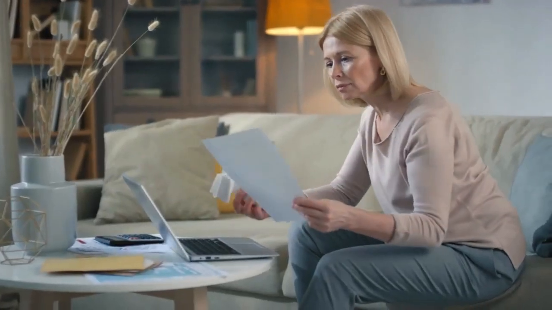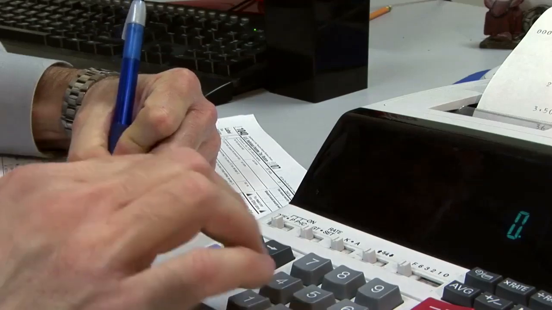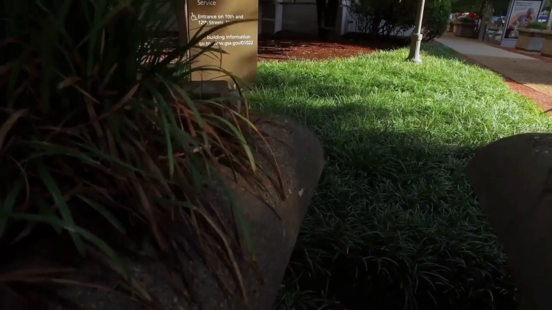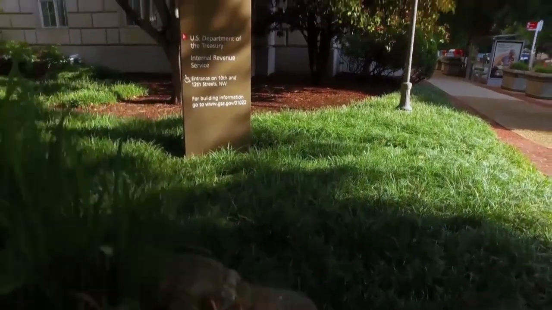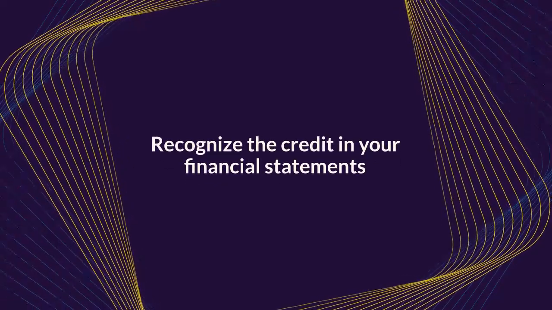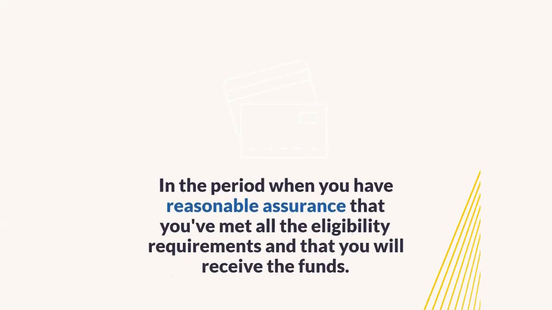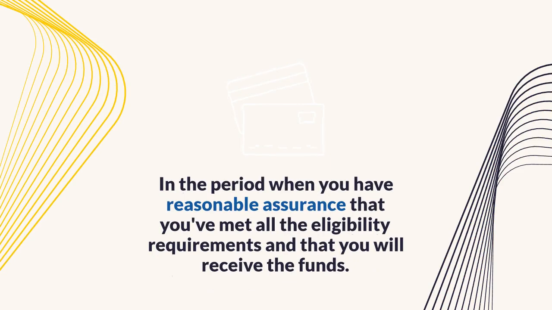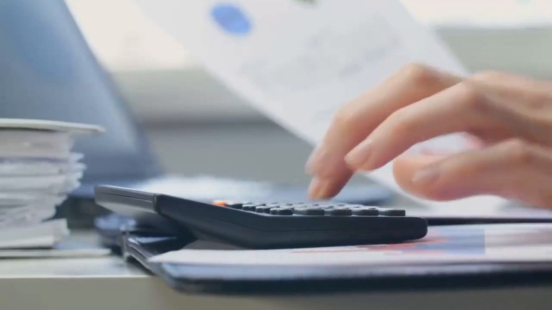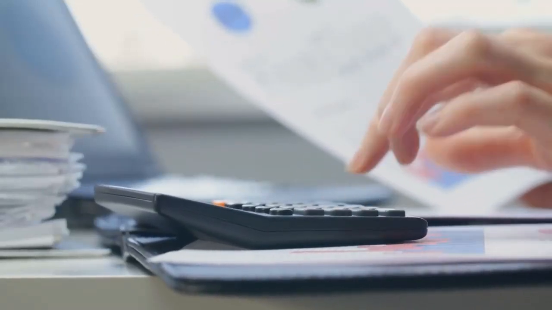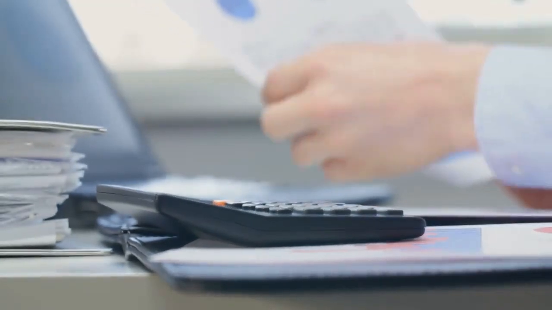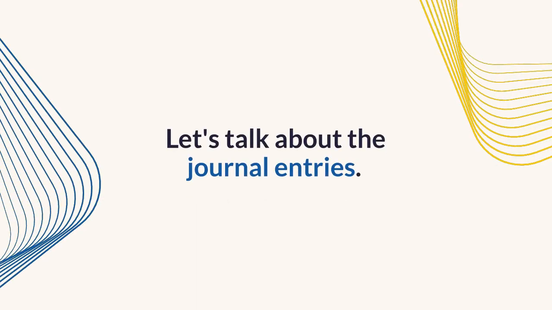So, when do you actually record it? You don't record it when you apply, and you don't wait until the check from the IRS arrives. You should recognize the credit in your financial statements in the period when you have reasonable assurance that you've met all the eligibility requirements and that you will receive the funds. This means once you've done your due diligence, confirmed your eligibility for a specific quarter, and calculated the credit amount, you can book it. Now let's talk about the journal entries.